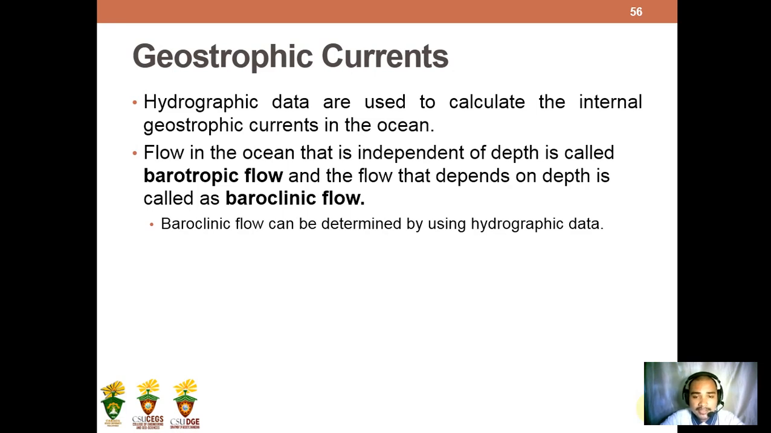In contrast, the flow that depends on the depth of the oceans or seas is what we call baroclinic flow. And baroclinic flow can be determined using hydrographic data, since it depends on water depth.